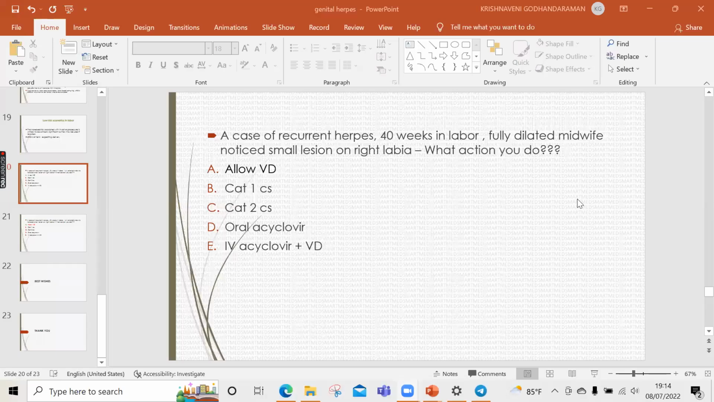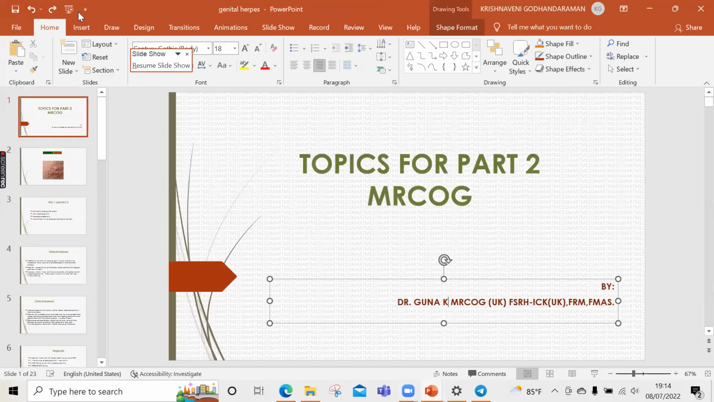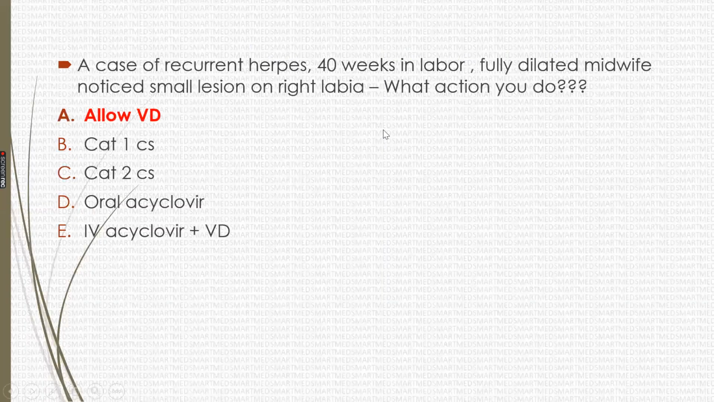A case of recurrent herpes. She's 40 weeks in labor. She's fully dilated. The midwife noticed a small lesion on the right labia. So, what action will you take for her? Options: allow vaginal delivery, category 1 CS, category 2 CS, oral acyclovir, or IV acyclovir and vaginal delivery.